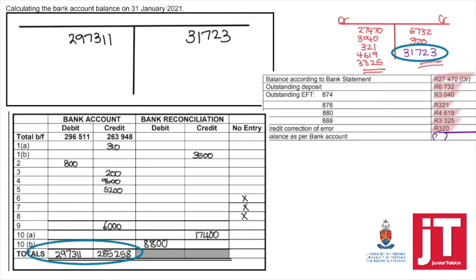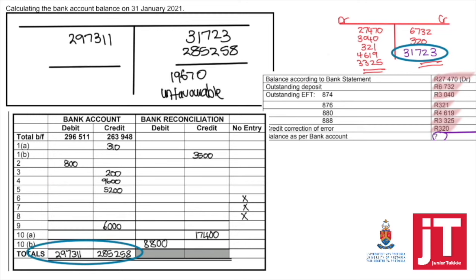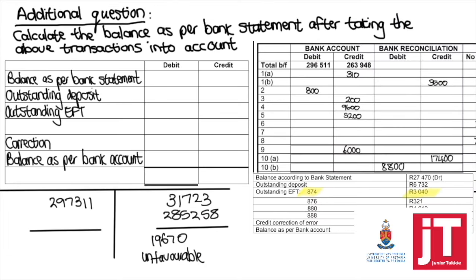You just need to make sure that it appears on the correct side of the account. The total payments were 285,250. So my new balance, take the debit minus the credit, is an unfavorable balance, 19,670.